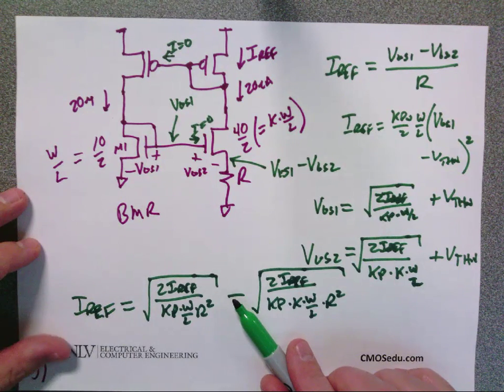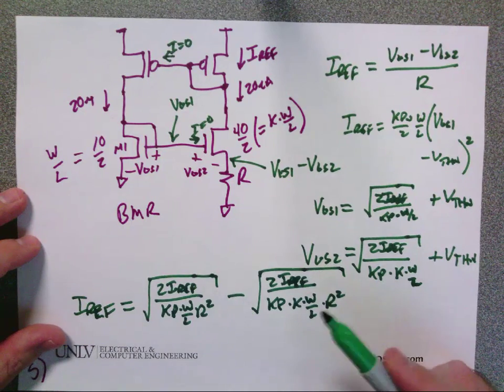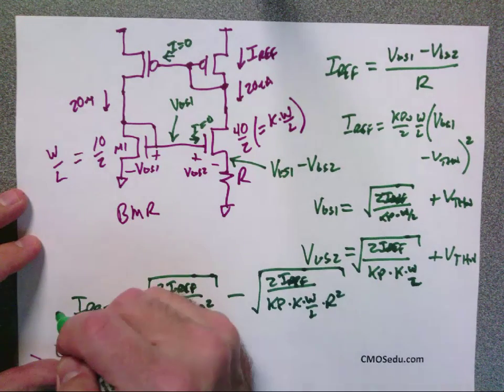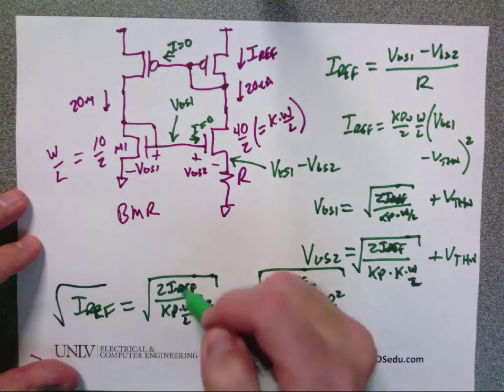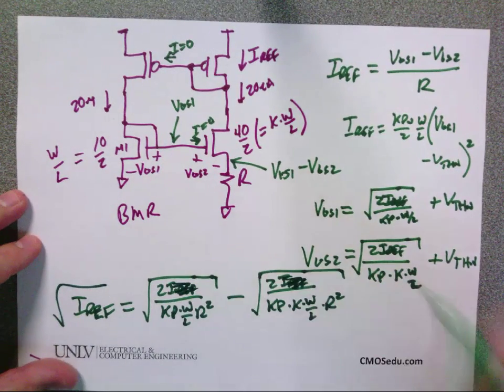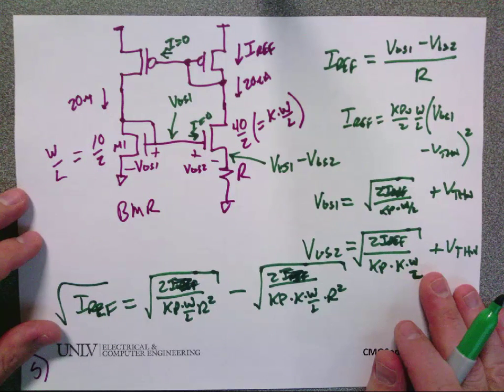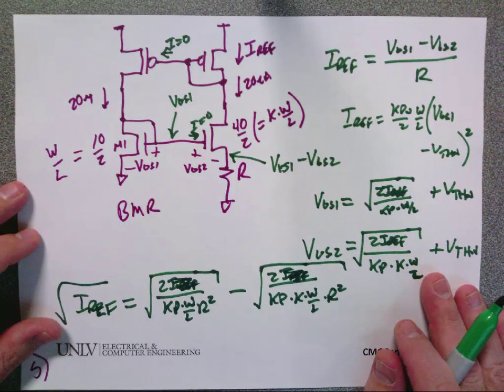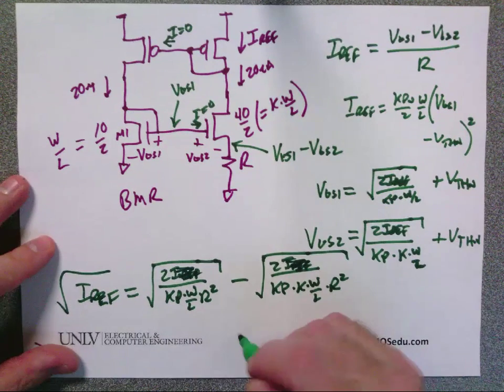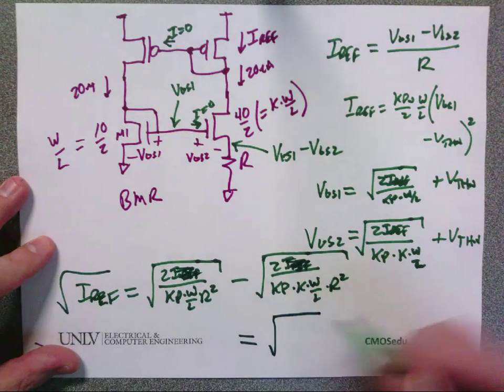So tell me what to do now. How about I take the square root, I cancel that like that. So I divide both sides by the square root of Iref. Does everybody agree with that? Would everybody agree then I could also write the following?